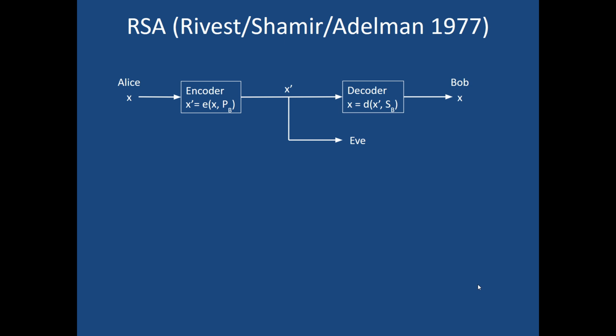Next algorithm is RSA. It's named after the inventors, Rivest, Shamir, Adleman. They invented it in 1977. And as soon as they started publishing about this algorithm, the United States federal government began active efforts to suppress the research.